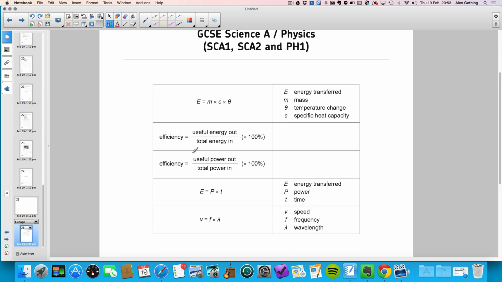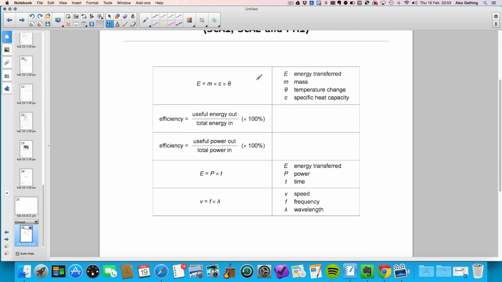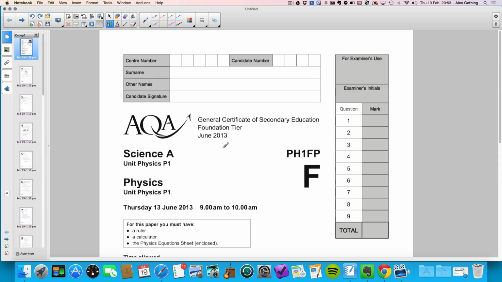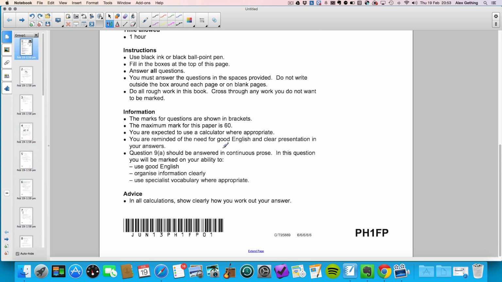So you get given this in the exam, so you can see there, if you're stuck for any of the formulae, you can just look these up at any point, so that's good. Use black ink. Question 9 is going to be the 6-mark question, which should be answered in continuous prose, and that's the tricky one. We're going to be marked on our use of good English, organised information, and use of specialist vocabulary. And as it says there, show your workings out clearly when you do any calculations.